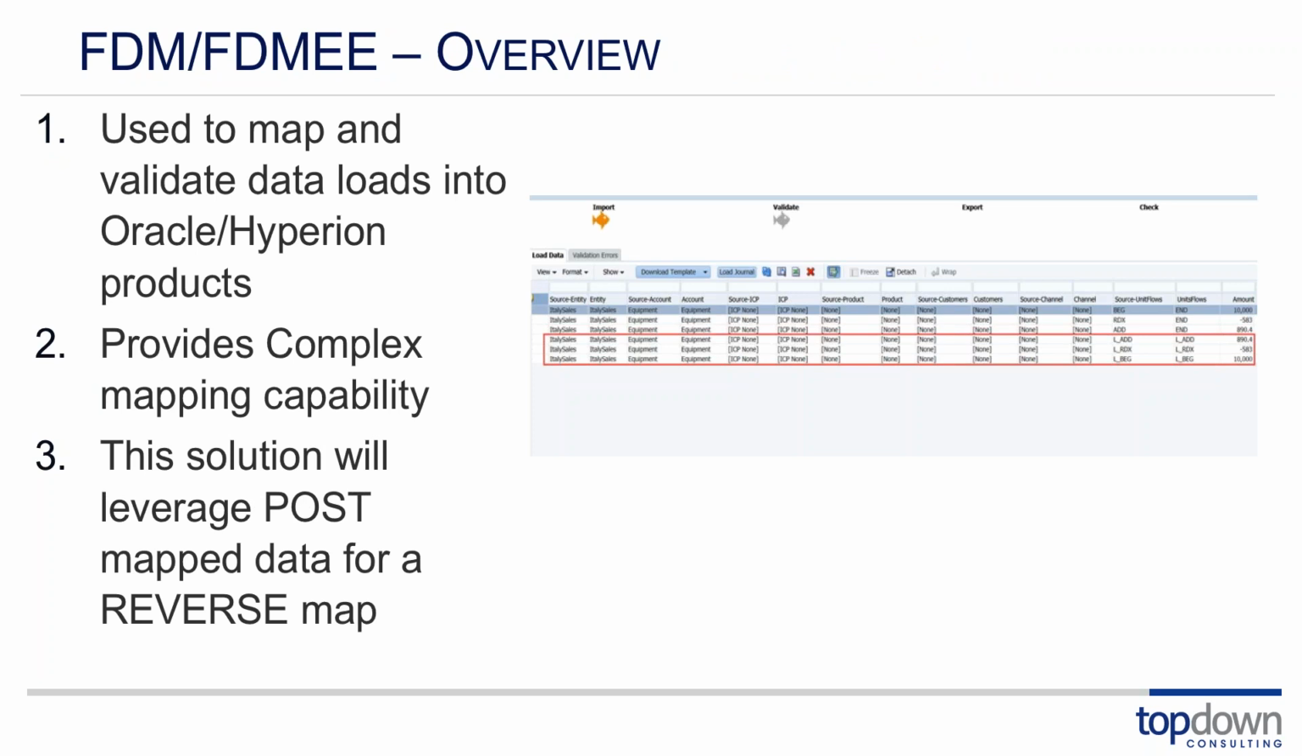Target application, and that's where you can actually have fairly complex mappings. We're actually using the back end to do a reverse mapping off of that post-mapped data, if you will. After you load the data into FDM and FDMEE, inside the tables it stores the original dimensional members as well as what you are now mapping them into in the Oracle and Hyperion tools. That's what we're actually using.